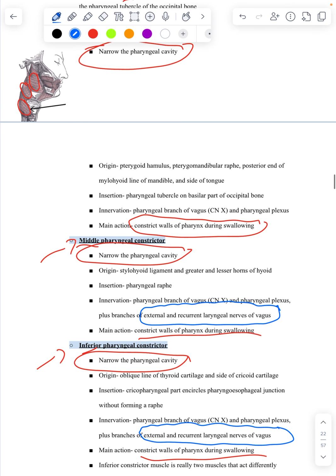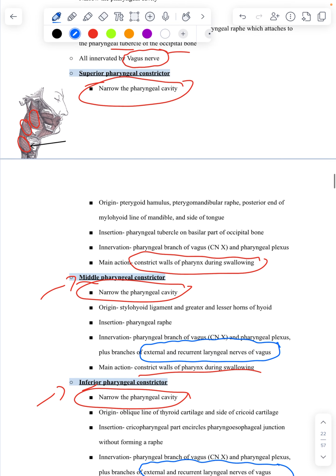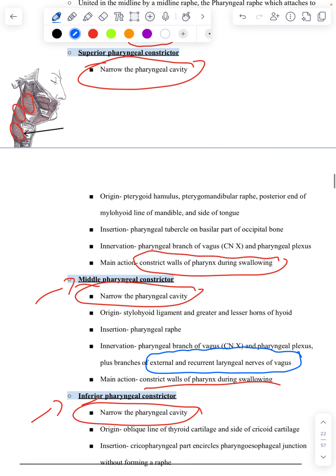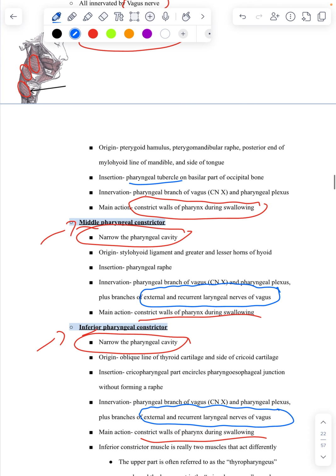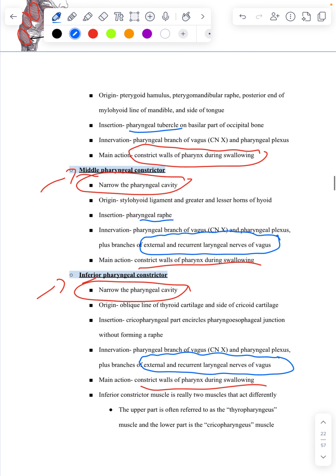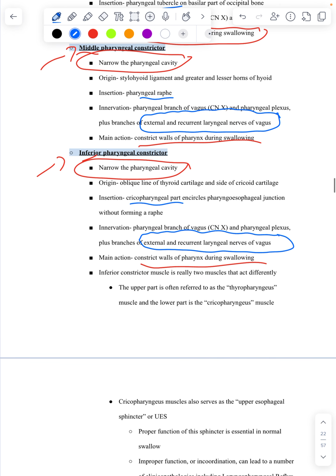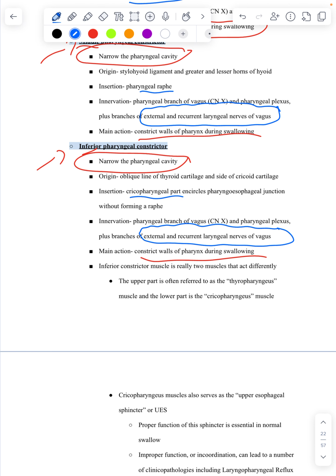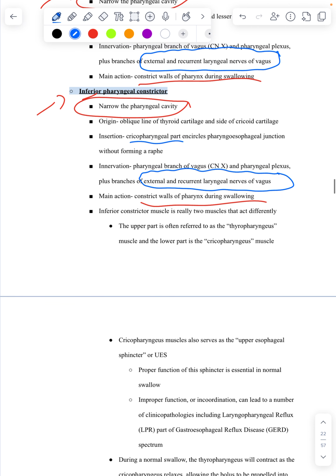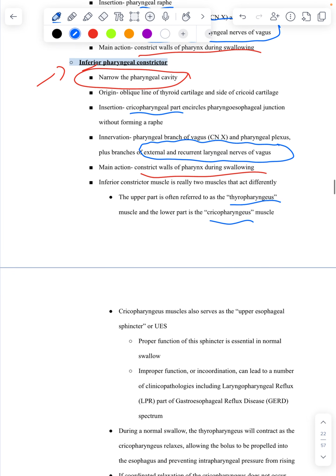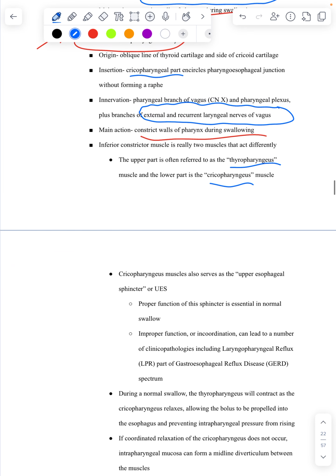They all have the same or similar insertions. Sorry, not innervations, insertions. The higher ones can get the pharyngeal tubercle. Lower one is the raphe. And then the last one gets the cricopharyngeal part. The last one also splits where it has two parts. You have a thyropharyngeus and a cricopharyngeus. And then the cricopharyngeus, which is technically the lowest part, that will be your upper esophageal sphincter.